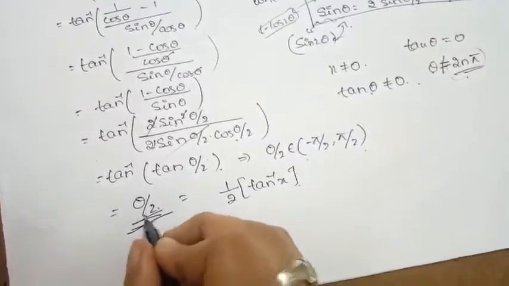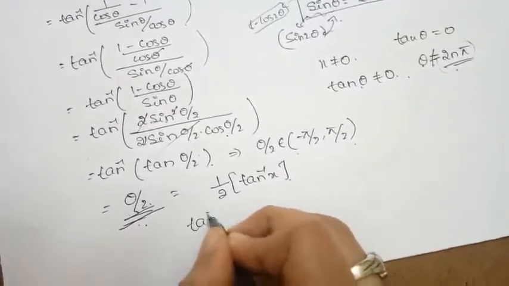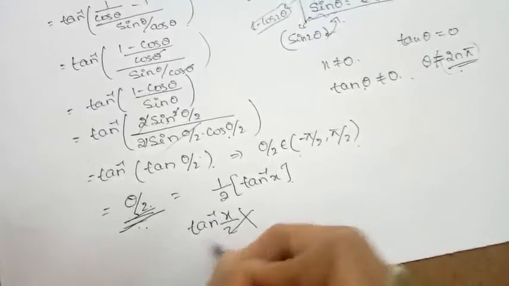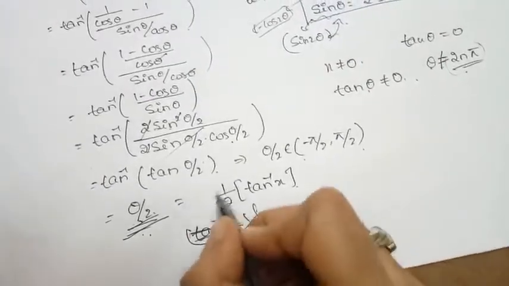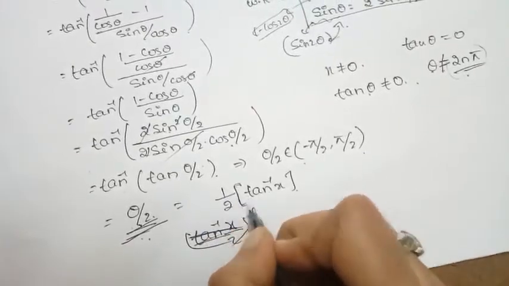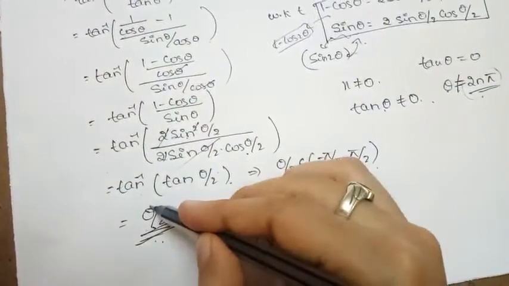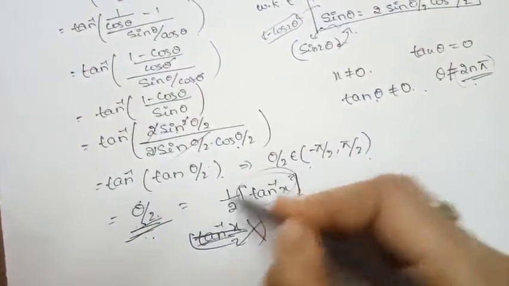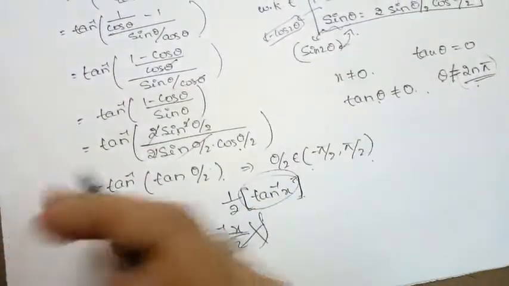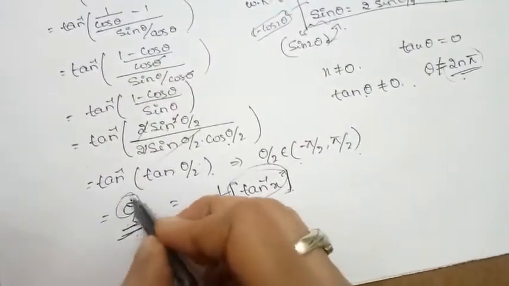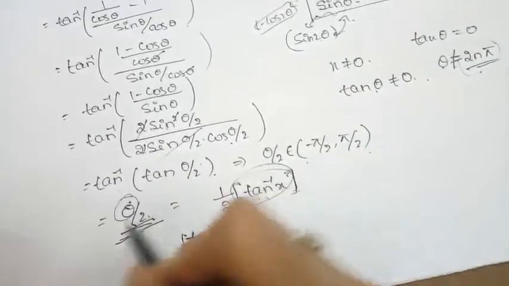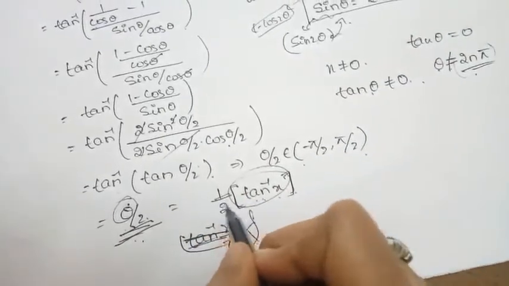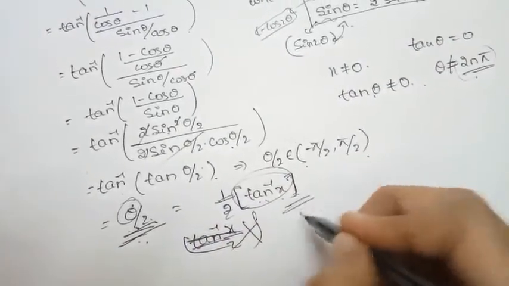But don't write this as tan inverse of x by 2. It is wrong. Don't write it like this. The 1 by 2 is taken outside, and theta is nothing but tan inverse of x. So clearly this theta belongs only to this tan inverse. The half has come out of that angle, so tan inverse of theta is nothing but tan inverse of x, and 1 by 2 is kept outside.